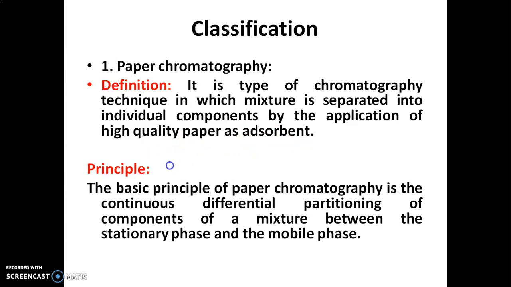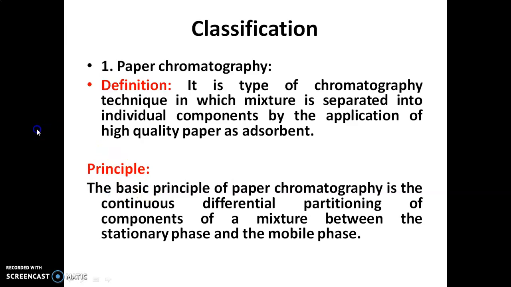The basic principle of paper chromatography is the continuous differential partitioning of the components of a mixture between the stationary phase and the mobile phase. That is, the principle is the partition coefficient of the components in the mixture between the stationary phase and the mobile phase. High quality paper contains water, and water will act as the stationary phase. In paper chromatography, which one is the stationary phase? The high quality paper that contains water acts as the stationary phase. Okay, the main principle is the partition coefficient.